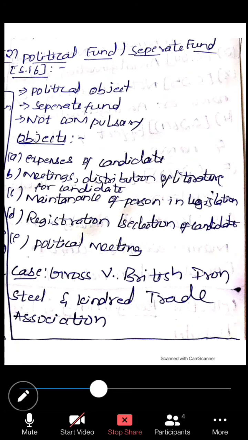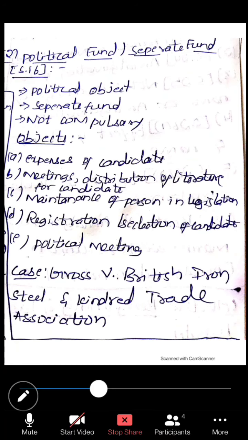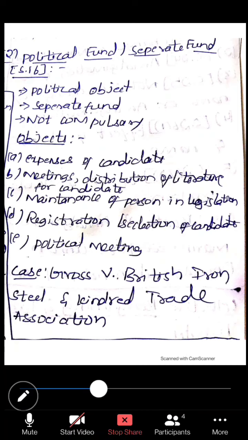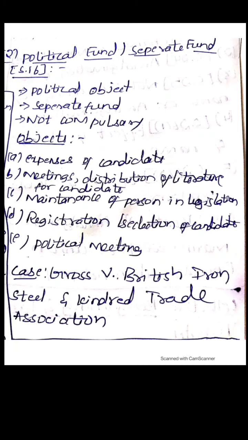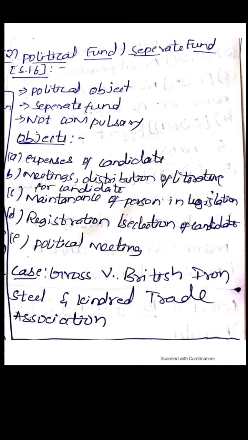What are the objects where a political fund can be spent? For the expenses of the candidate, say for the election candidate, for his expense, you can utilize political fund, meeting, distribution of literature for candidate, etc. For his advertisement, the literature that are used, you can use political fund. For the maintenance of persons in legislation, the political fund can be used. For the registration or selection of the candidate, the political fund can be used. And for political meetings also, the political fund can be used.